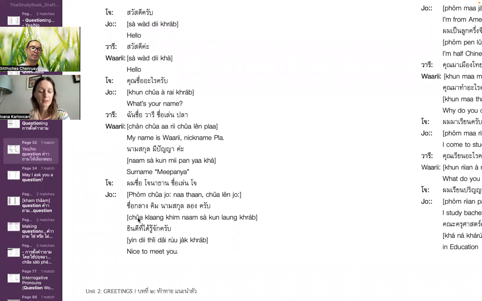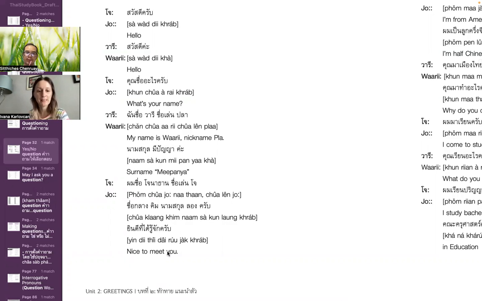Then: chua klang kim nam sa kun long krap. Chu klang kim, nam sakun long. Okay, Jonathan Kim Long. Chu klang is the middle name, and nam sakun is the surname, the family name.